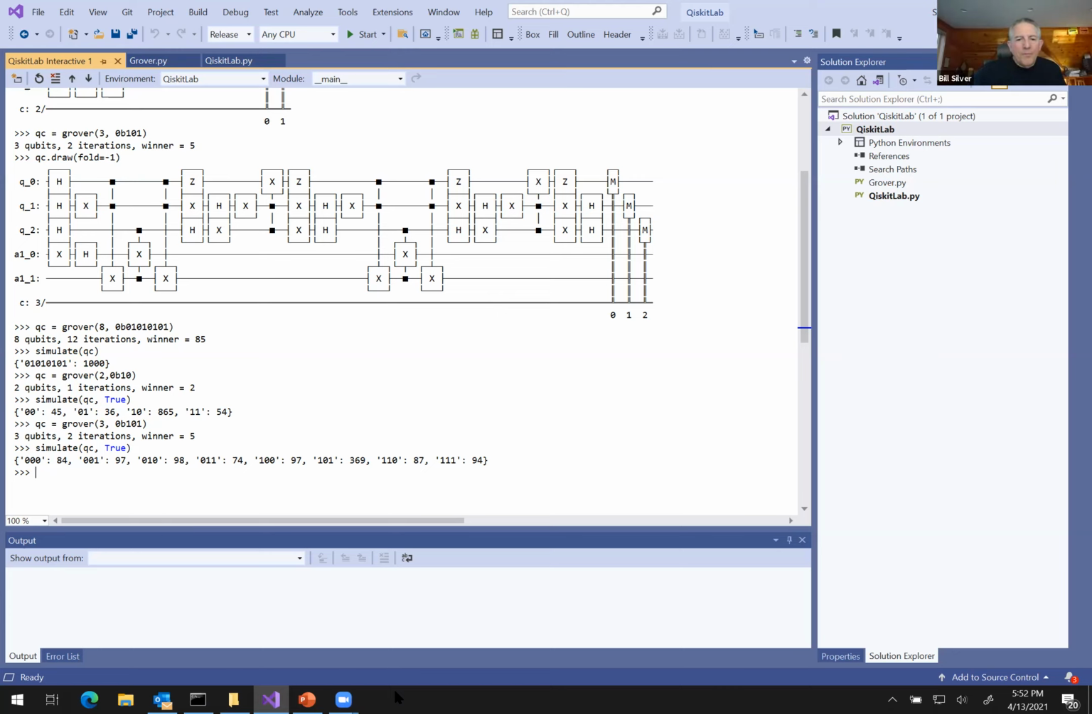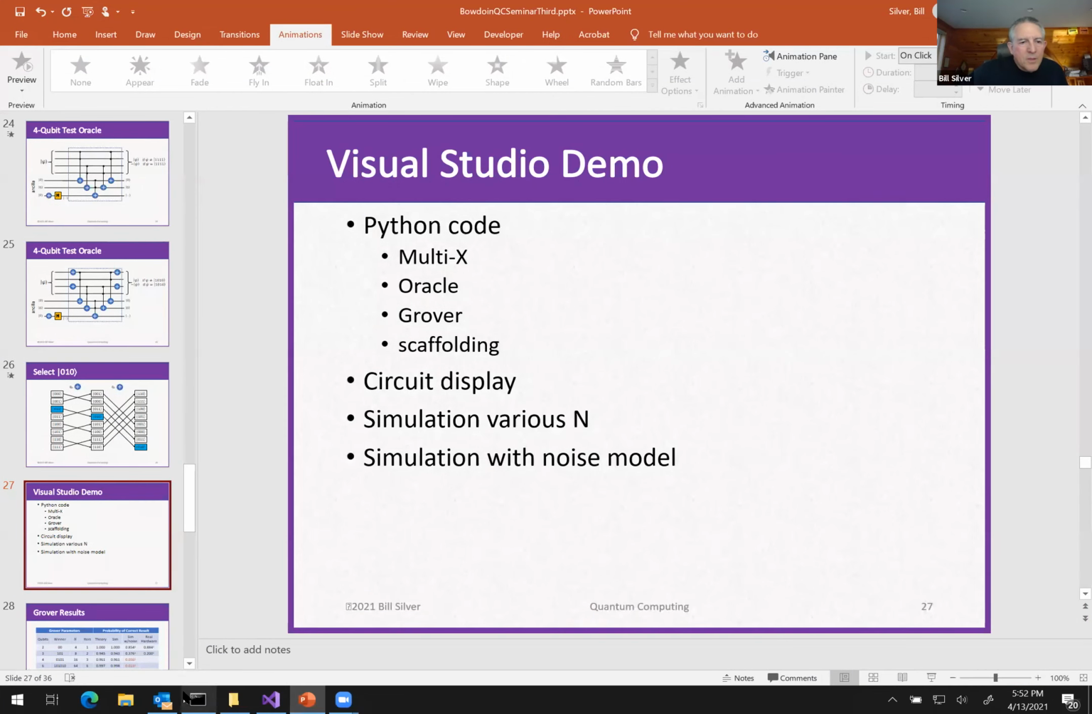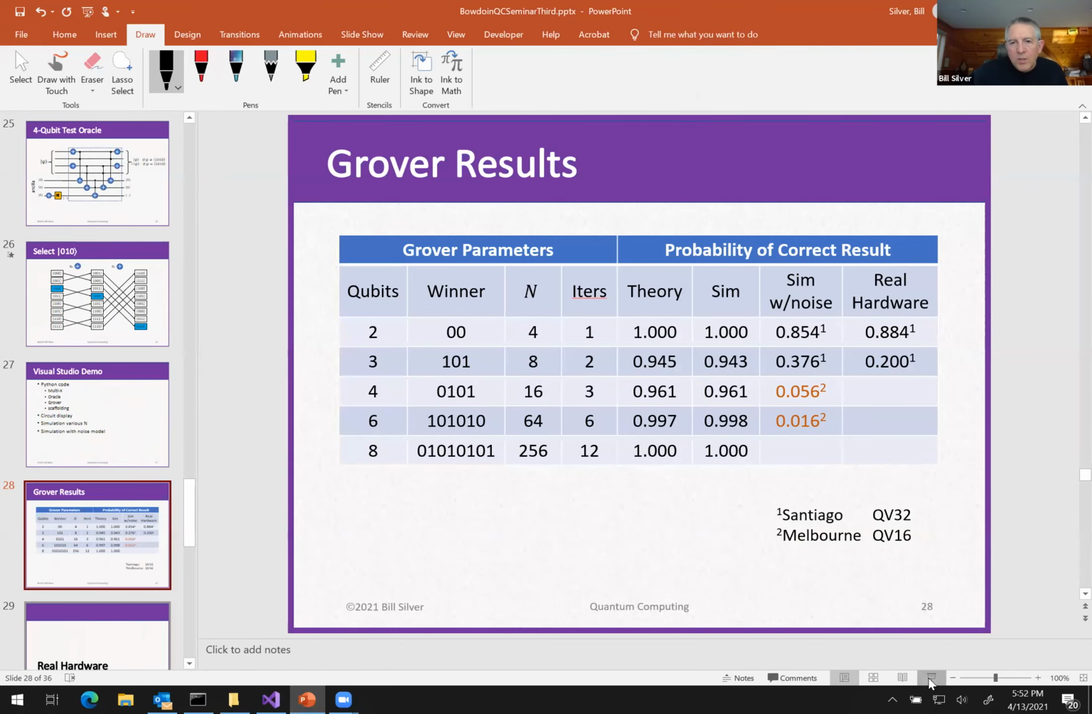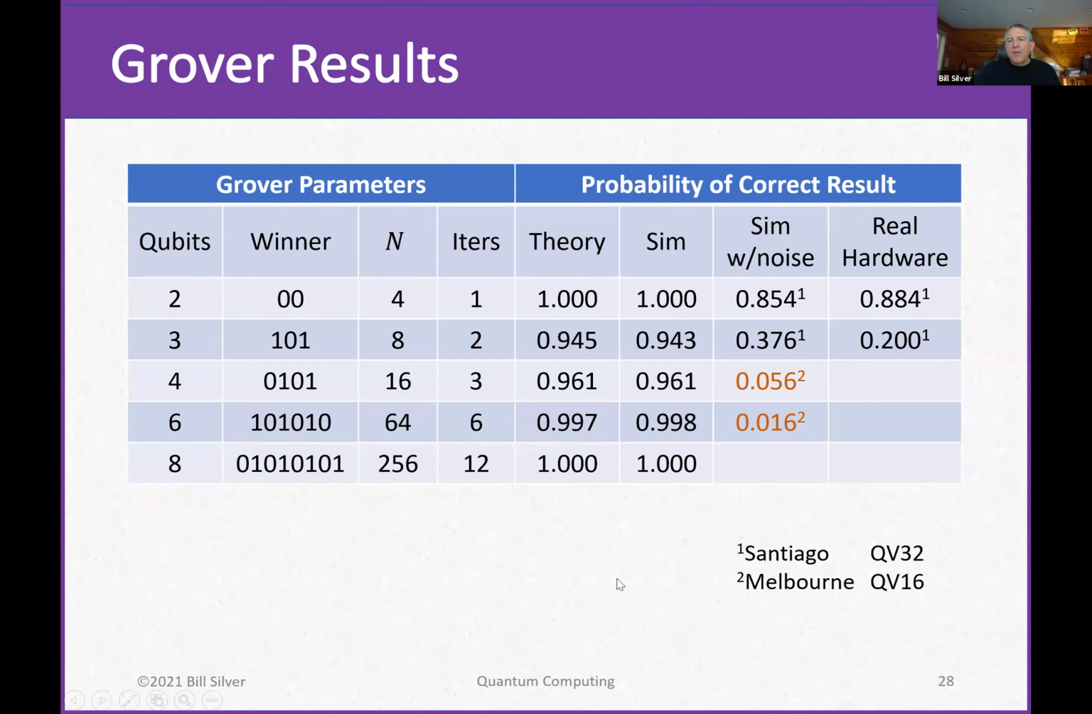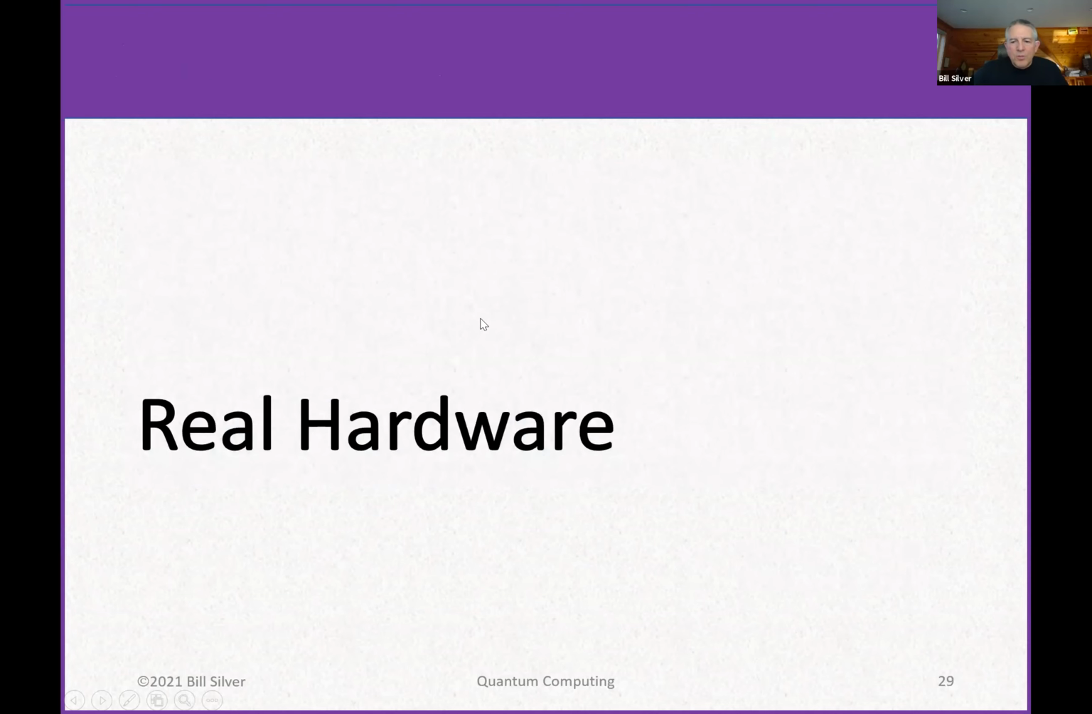Thanks. Yep. So let's take a look at some results here. Okay, again, I assume everybody can see this. I haven't messed up the video yet. Here are some Grover parameters that I've tried: 2, 3, 4, 6, and 8 qubits with various winners. So the number of states that Grover is looking through: 4, 8, 16, 64, 256. Here's the number of iterations. Oops, hang on a minute.